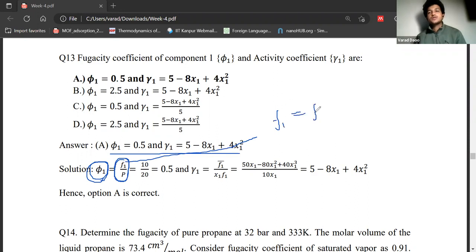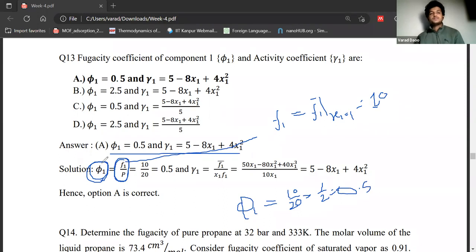Fugacity of pure component 1, f1, when x1 equals 1, we already calculated as 10 bar in our first question, question number 11, right? And pressure is already given as 20. So phi 1 is nothing but 10 by 20. This is nothing but 1 by 2, which is 0.5, right? Phi 1 is 0.5.